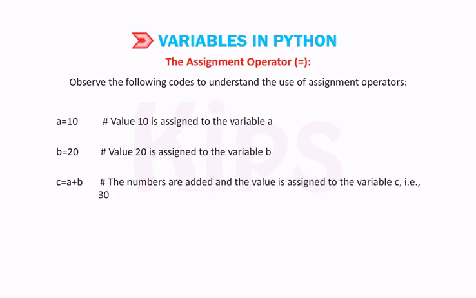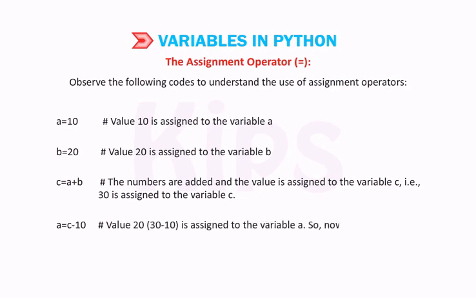That is, 30 is assigned to the variable C. A equals C minus 10, value 20. 30 minus 10 is assigned to the variable A. So now the value of the variable A is 20 and not 10.